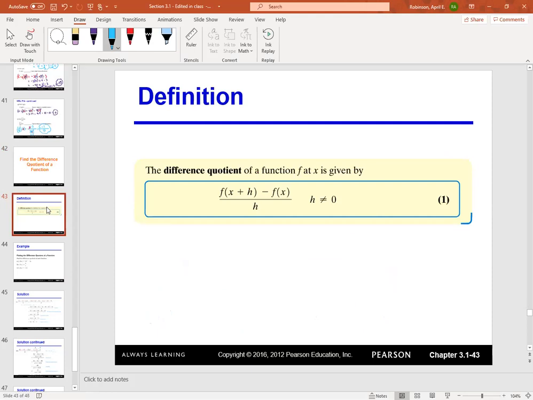They call it the difference quotient because the difference is right here. You're going to calculate f of x plus h and then subtract f of x. And then that's all going to be divided by h, as long as h does not equal 0.